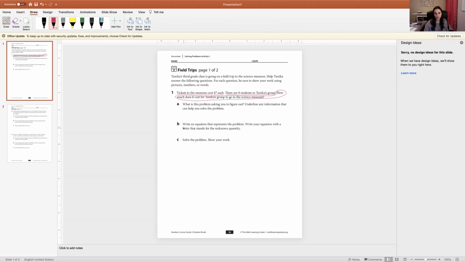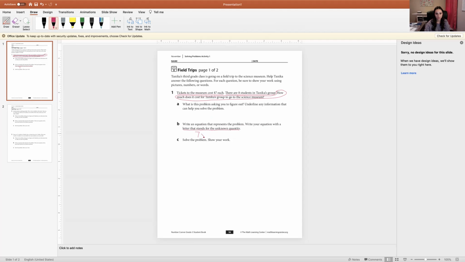Letter B says, write an equation that represents the problem. Write your equation with a letter that stands for the unknown quantity. So the letter that stands for the unknown quantity, that is called a variable, remember. Okay, so I'm going to look through this again. It says tickets to the museum cost $7 each. So I'm going to write 7. And there are 8 students in Tanika's group.